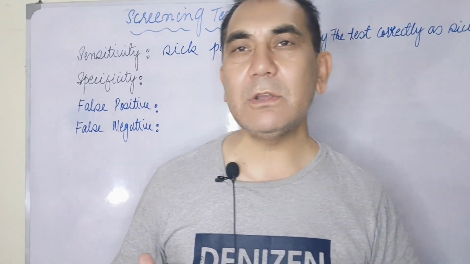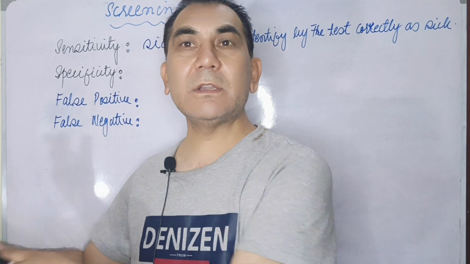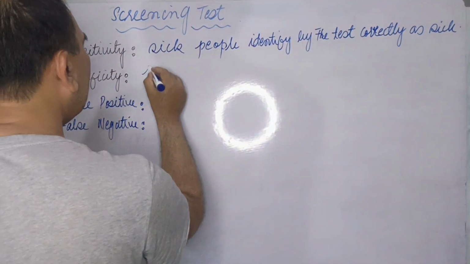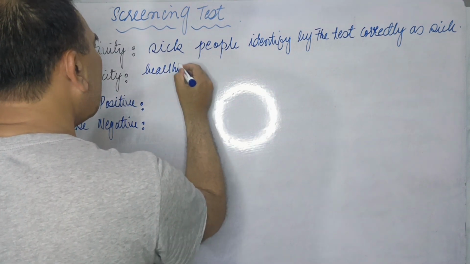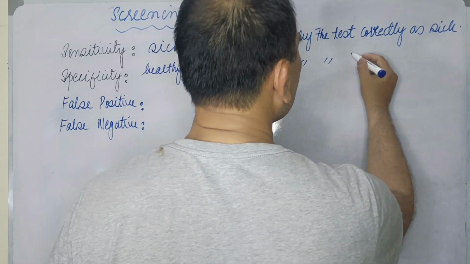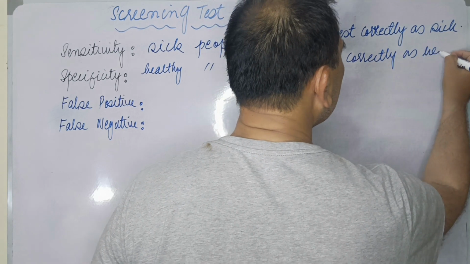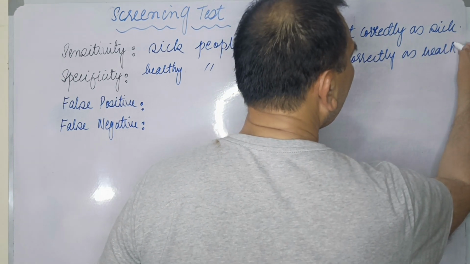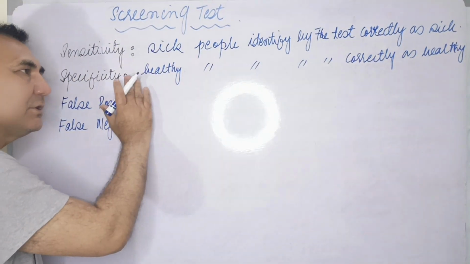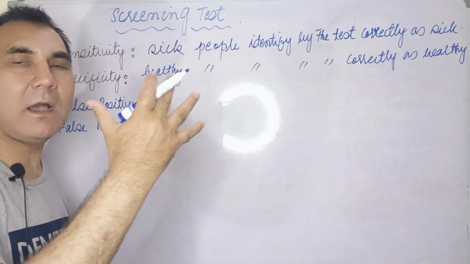Specificity is the ability of the test to identify the group of people who do not have the disease, who are disease free. So you can say the healthy people, in other words, the healthy people are identified by the test correctly as healthy. I mean, those people who do not have the disease are correctly identified by the screening test as not having the disease.